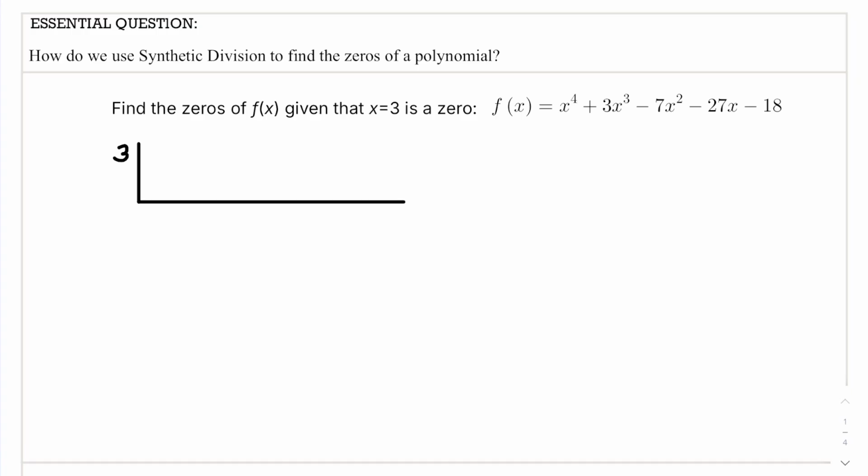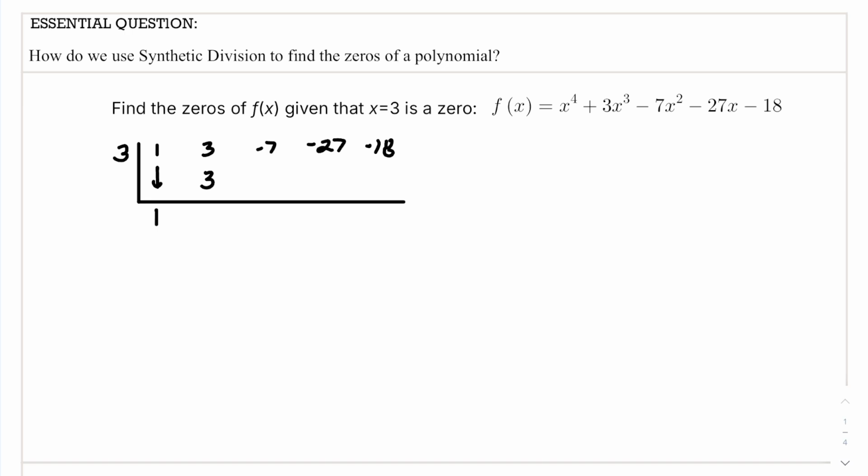And remember, we're taking the coefficients of each of our terms, and we're writing it out. So we'd have 1, 3, negative 7, negative 27, and negative 18. And with synthetic division, we bring that first coefficient down. So that goes on the bottom, and then we're always multiplying our number out front, our 3, with the number on the bottom, which goes to the second column. So 3 times 1 is 3.